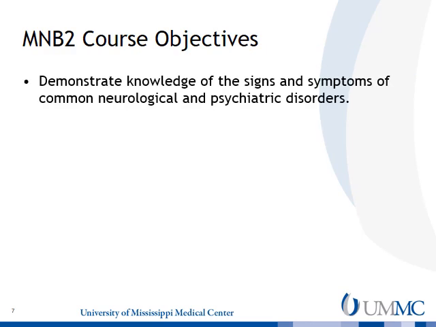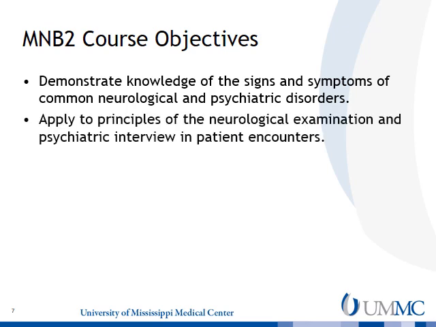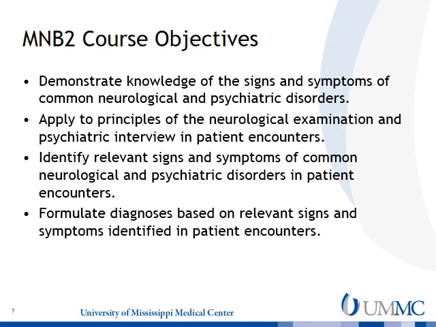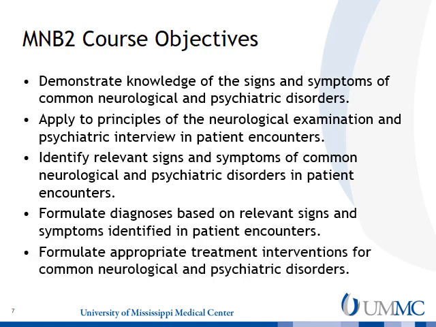After completing Medical Neuroscience and Behavior 2, students should be able to demonstrate knowledge of the signs and symptoms of common neurological and psychiatric disorders. They should be able to conduct a neurological exam and a psychiatric interview in encounters with patients and identify relevant signs and symptoms. From that information, the student should be able to formulate diagnoses and appropriate treatment interventions.